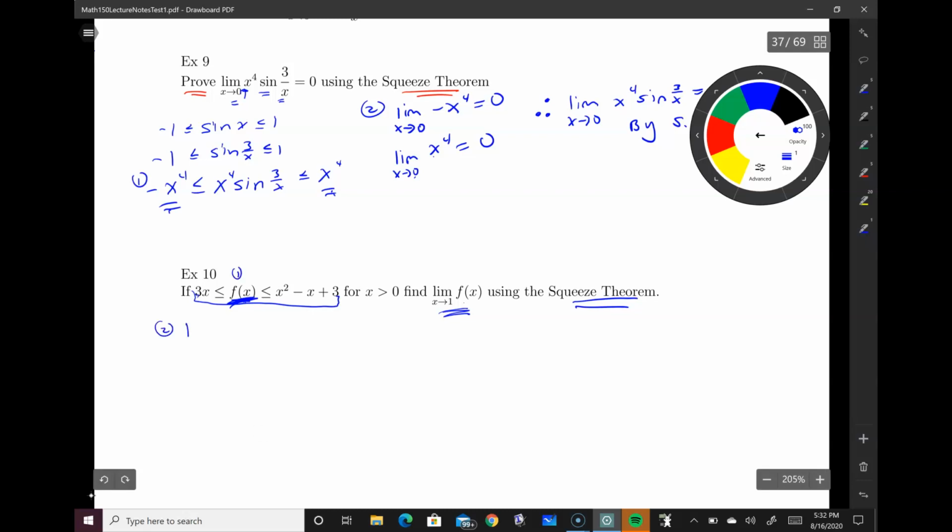All right, so what's the second criteria? I need to take the limit of the 2 outside functions, x squared minus x plus 3. And where am I taking the limit towards? Wherever it's saying here, so the limit is x goes towards 1. So if I plug 1 into this function, I get 3. If I plug 1 into here, I get 1 minus 1 plus 3, I get 3. So therefore, the limit as x goes towards 1 of f of x is 3 also by the squeeze theorem.